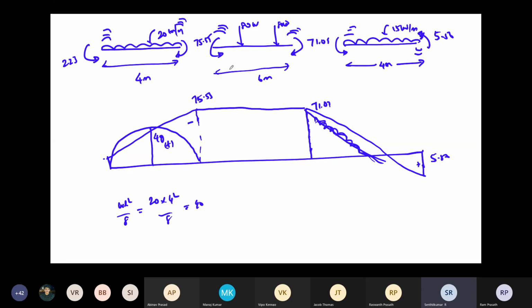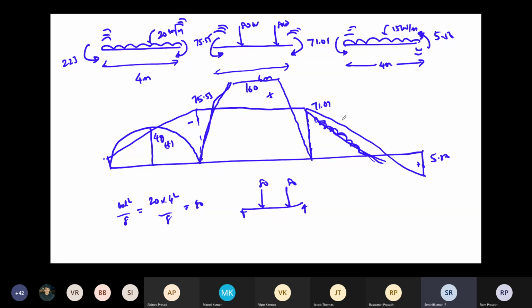Due to loading diagram, so this will be how, 80, 80, and you have to, so 80 into 2 should be 160. So we can find out. Sorry, I'm very bad at the diagram. So only 160, 160. So positive moment. Due to loading, positive moment 160, 160.